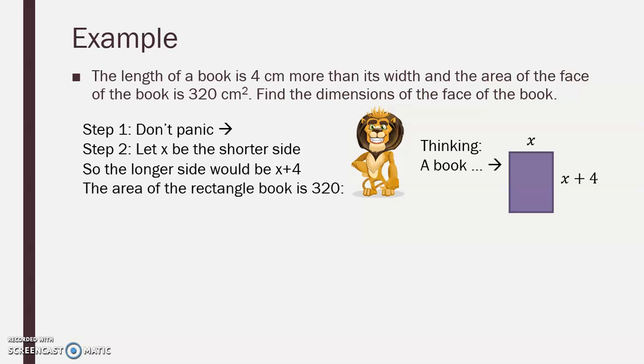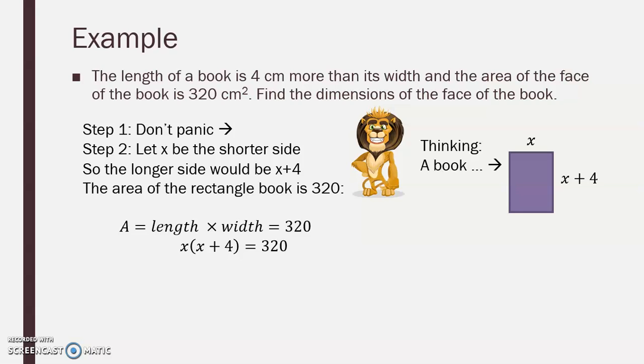And we know that the area of a rectangle book is 320. So 320 is the area, and the area can also be written as length multiplied by width. So width is x, and length is x plus 4. Then that's your equation. From here onwards, it's really just your skills of solving equations that comes into play.